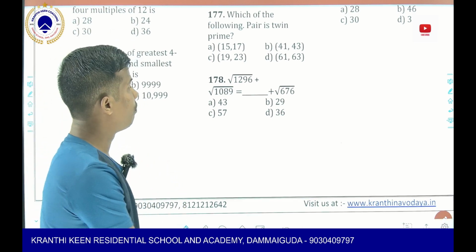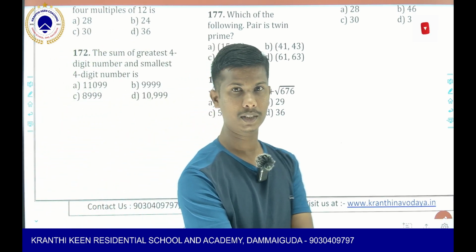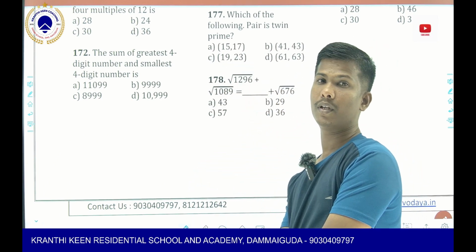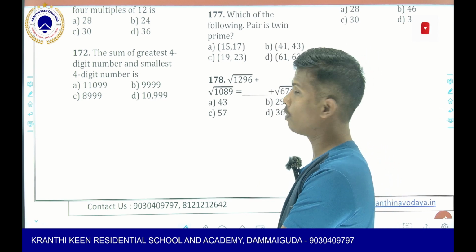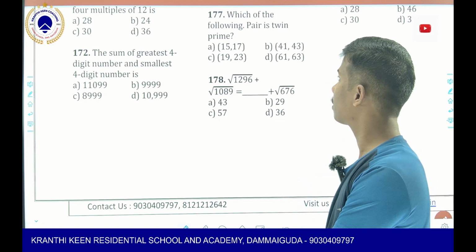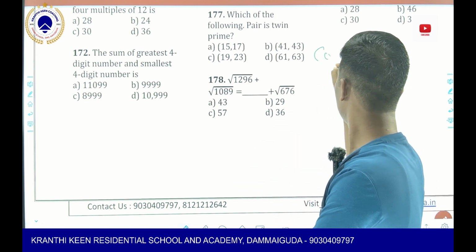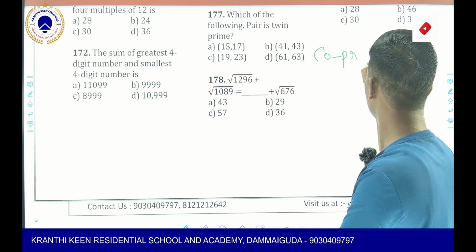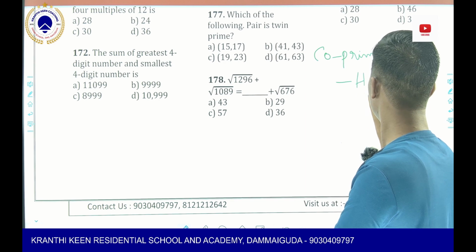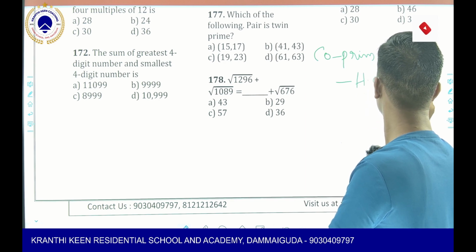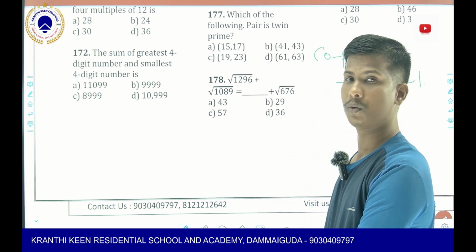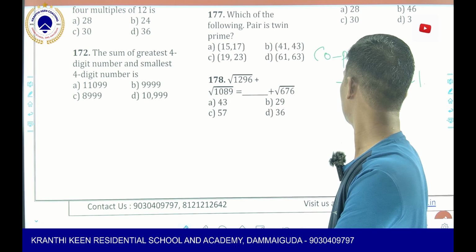You see, which of the following pairs is twin prime, he is asking. He's asking the twin primes. Many students confuse twin primes and co-primes. Co-prime is different from twin primes. Co-primes means their highest common factor, HCF, should be equal to 1 only. Twin primes means there should be two prime numbers and the difference should be equal to 2.